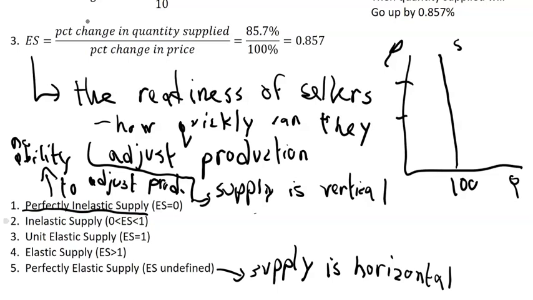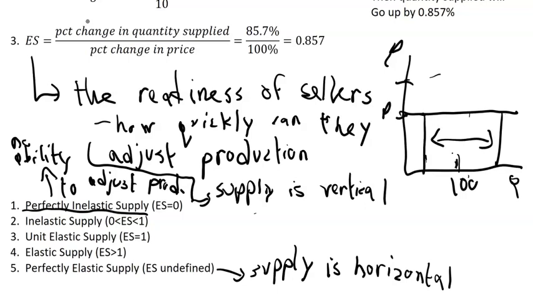Inelastic supply would be a little different. It would be kind of vertical like that. So there is some degree of ability to increase or decrease production, but not by much. Unit elastic is a little more, and elastic supply would be a little more. And then finally, perfectly elastic supply would be a horizontal line. This means no matter what the price is, sellers can easily increase or decrease output.